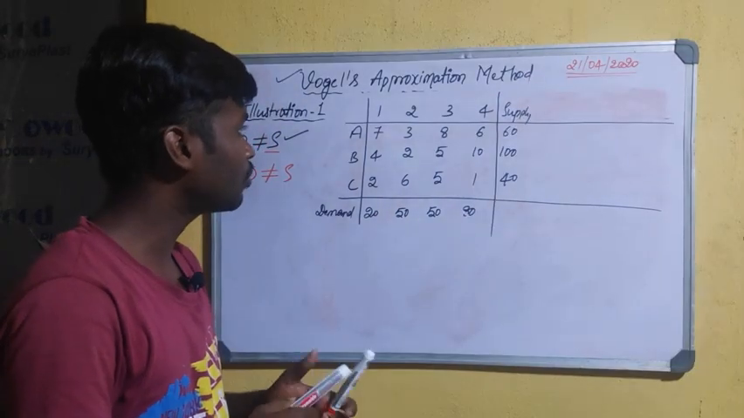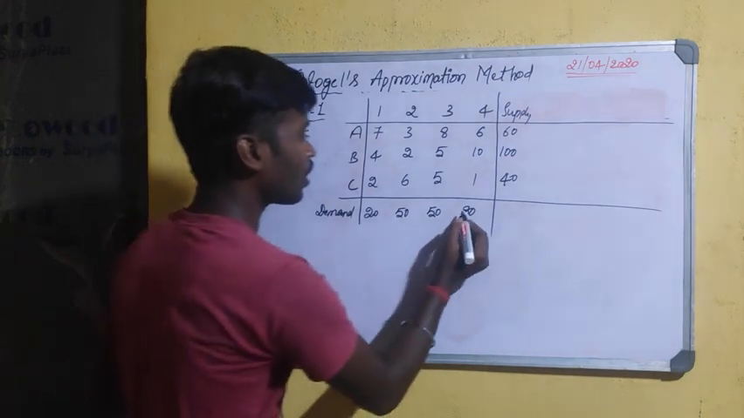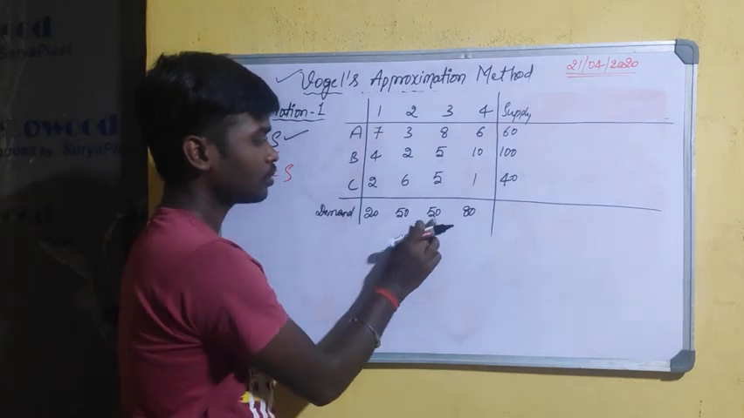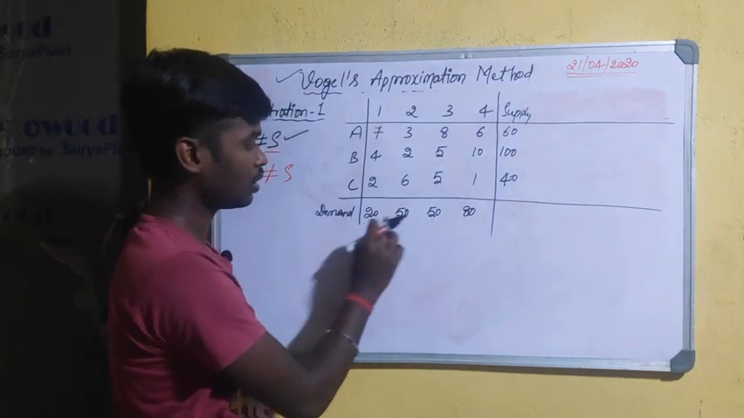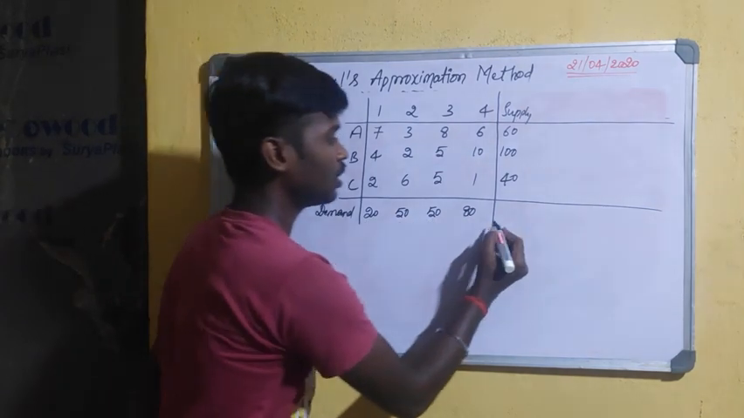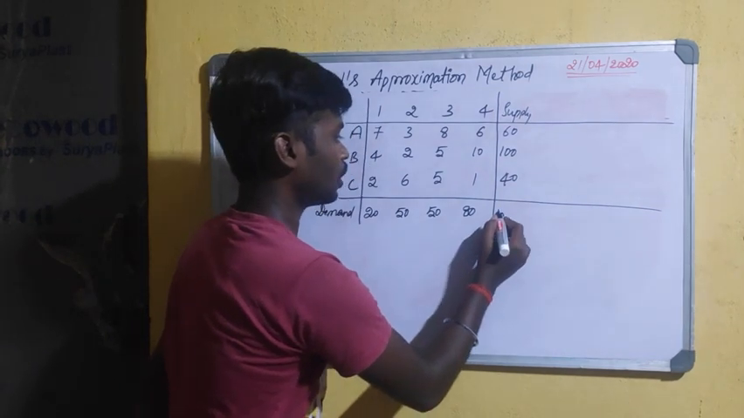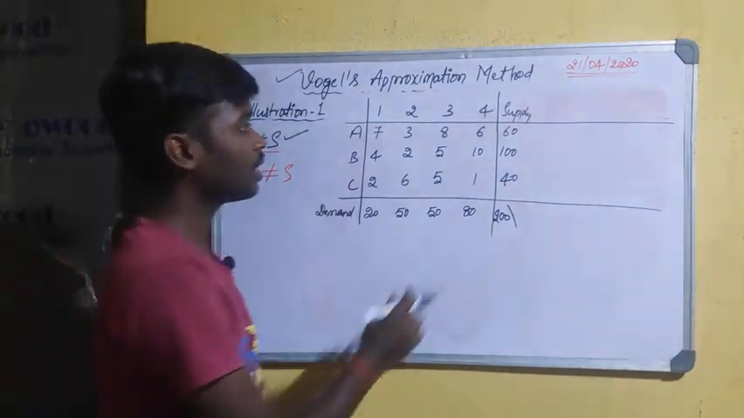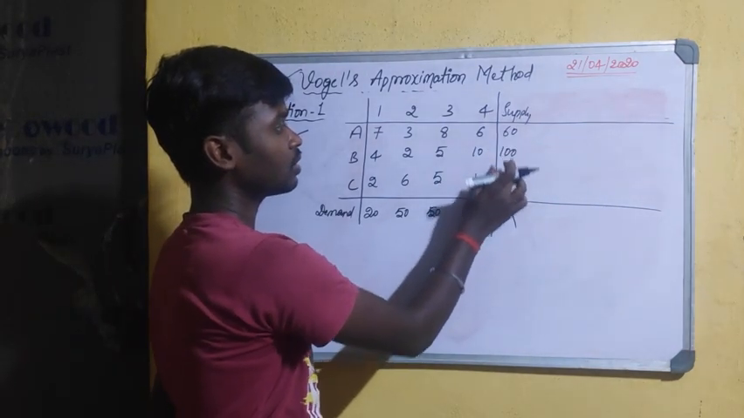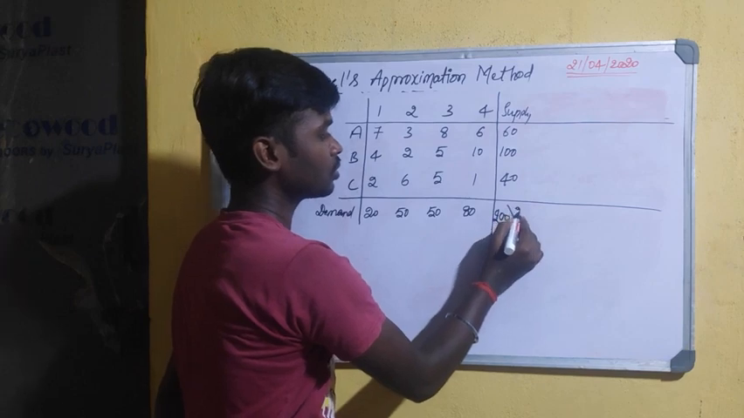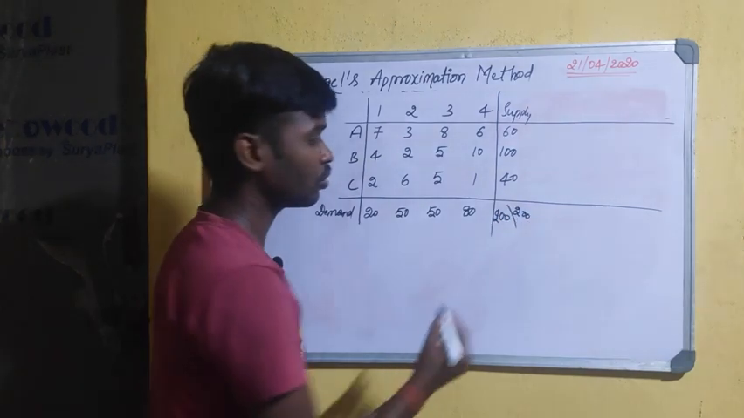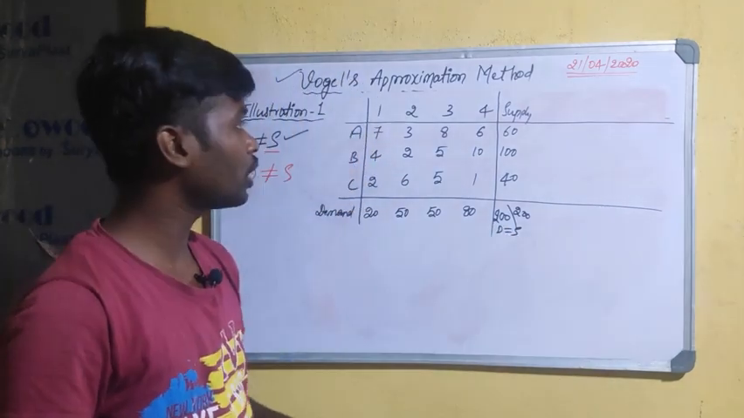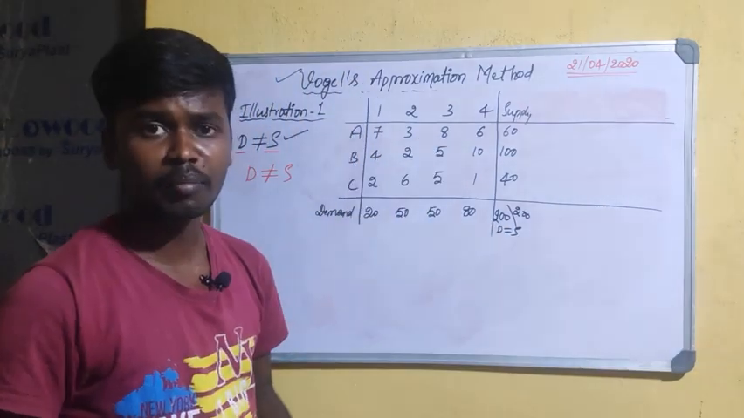Let's see in this problem whether the demand is equal to supply or not. 50 plus 50, 100, plus 80 and plus 20, 100, plus 100, so 200 is the demand given. Similarly 100 plus 60 plus 40, so supply is also 200. So in this problem demand is equal to supply, and there is no need to add a dummy column or dummy row.